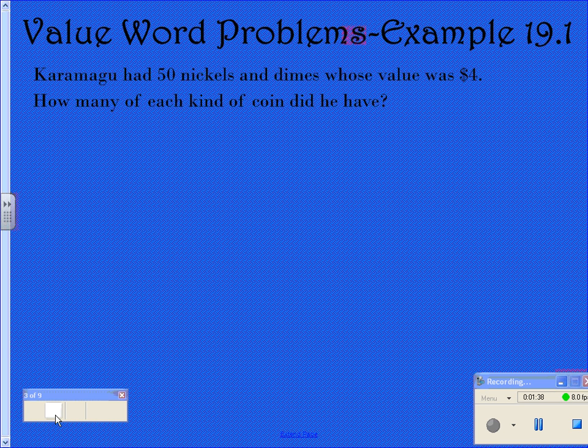Okay. So Karamagu, I don't know, he had 50 nickels and dimes. And the value was $4. And it asked how many of each kind of coin did he have? Y'all haven't already done these? Not this year? Y'all haven't done these this year? Okay.